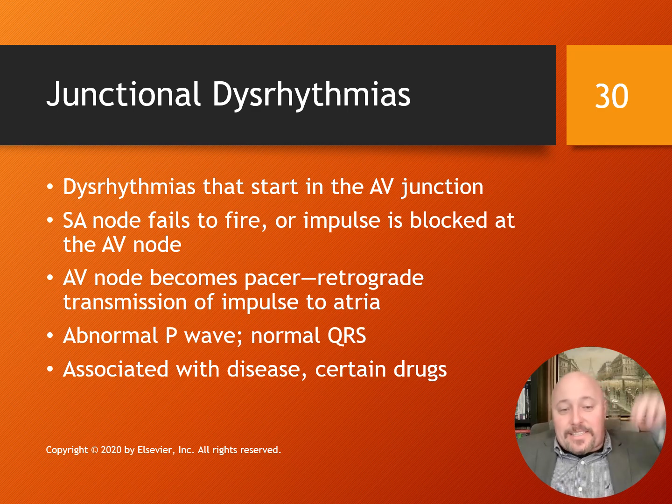In this case, the SA node at the top of the heart fails to fire, and the impulse is blocked at the AV node. In this case, the AV node becomes the pacer as a backup. It's not getting that normal pacemaker of the heart, the SA node at the top. We're falling back to that AV node, which resides between the atria and the ventricles, and that picks up the pace. We're going to have abnormal P waves because, again, we're not getting the proper signal through our atria, though we will have normal QRSs because those are still receiving signals as they should.